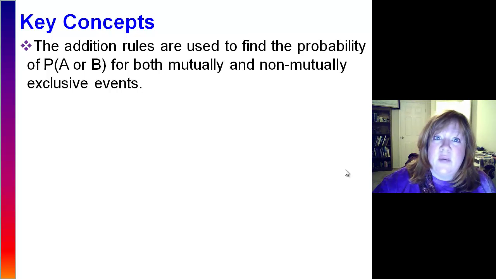And the way to tell when you use an addition rule and when you use a multiplication rule is this simple word in between here, "or" and "and." Addition rules are used to find the probability of A or B for both mutually and non-mutually exclusive events. If you recall, mutually exclusive events means that they cannot occur at the same time.